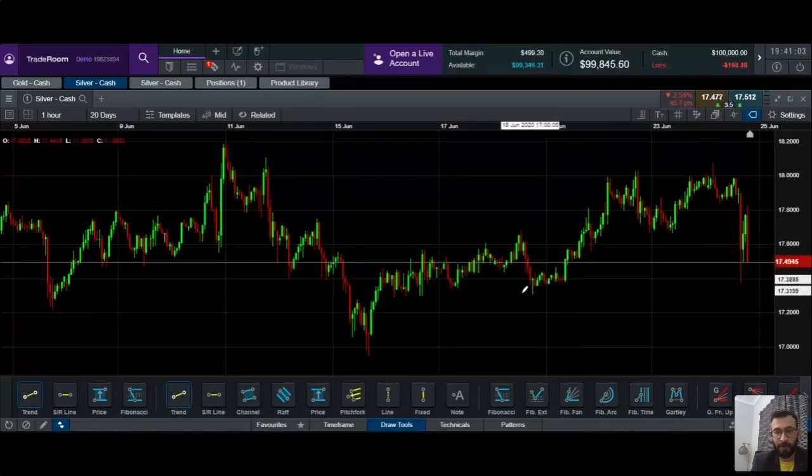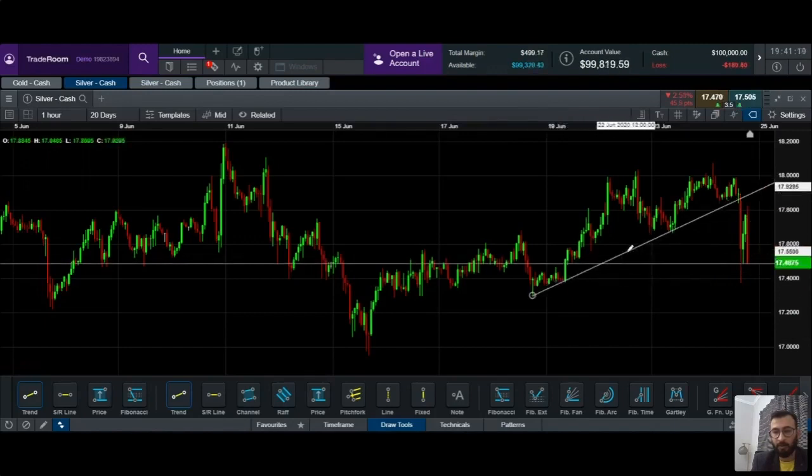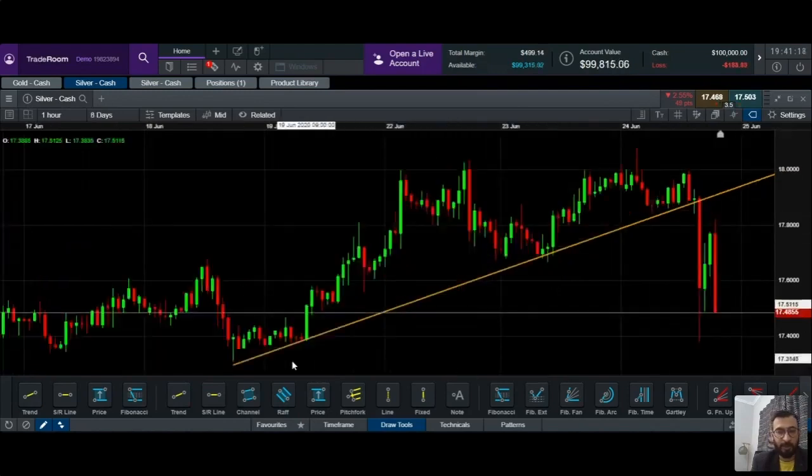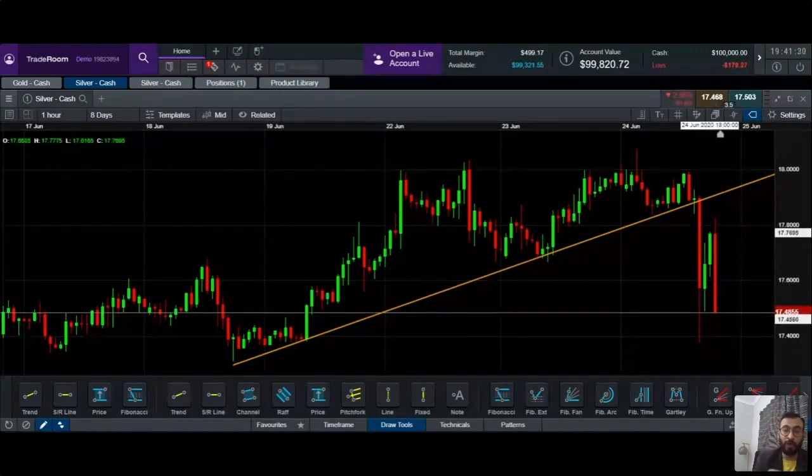Now see, for example, look at this, hour on hour performance. Look at this. And when you zoom in, you will see that every new low is on the higher side. New low is on the higher side. New low is on the higher side. And then this trend breaks. So look at this volatility over here.